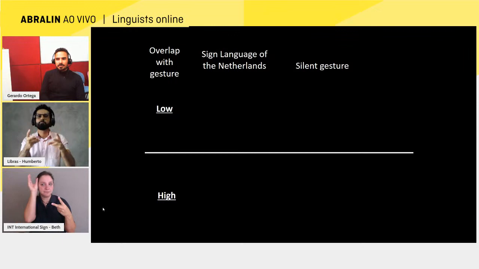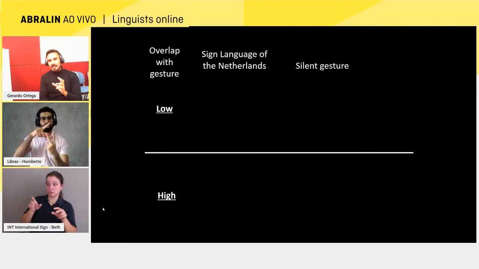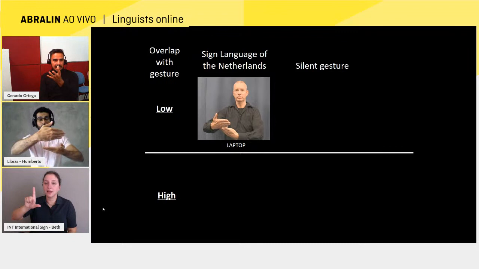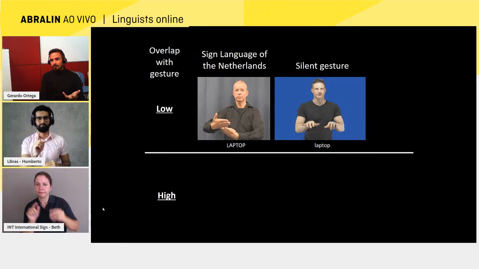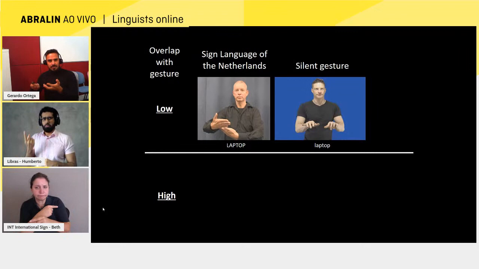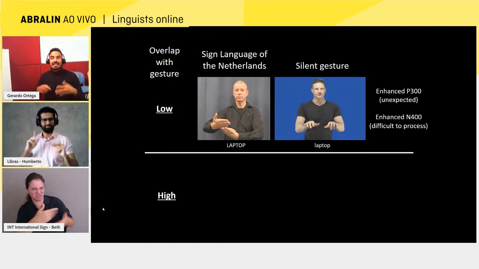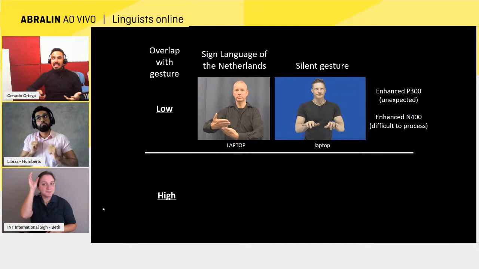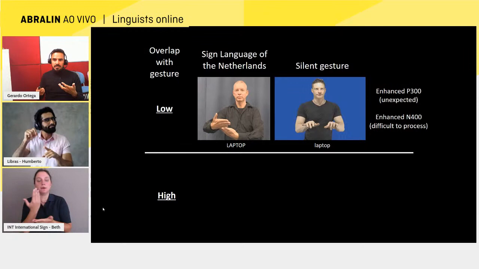Our participants saw two types of signs in this case. One type of sign was like laptop. In the case of laptop, the sign has low overlap with the gesture that people produce in the Netherlands. So what we expected is that when they saw signs like laptop, this would be completely unexpected for them, because this is not the way they would gesture the same concept. For this reason, we expected an enhanced P300, because this is unexpected and novel. But we also expected an N400, because this would be more difficult to process, as it is not in line with the gestures that people produce.